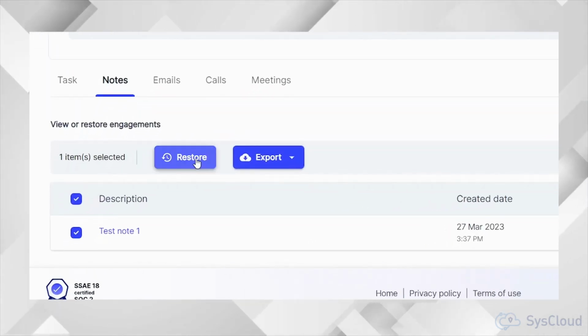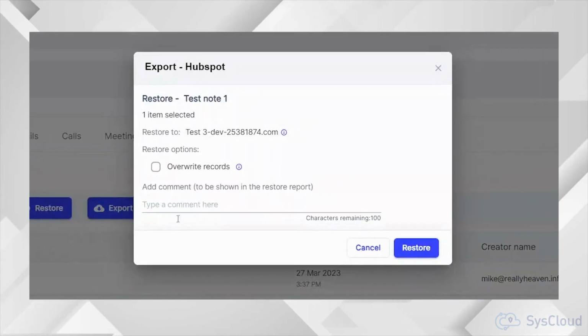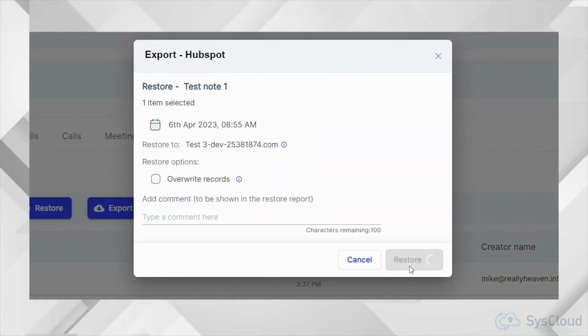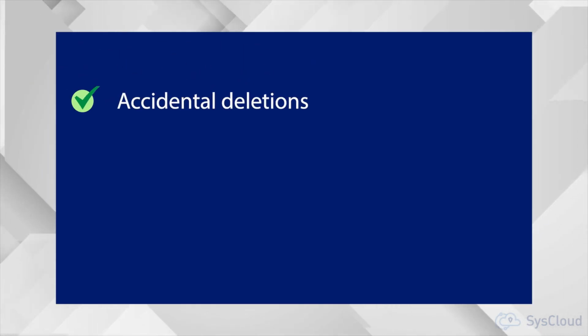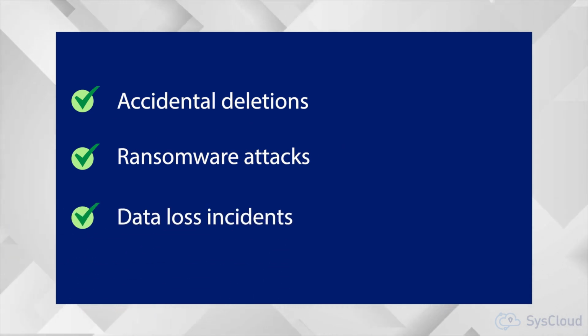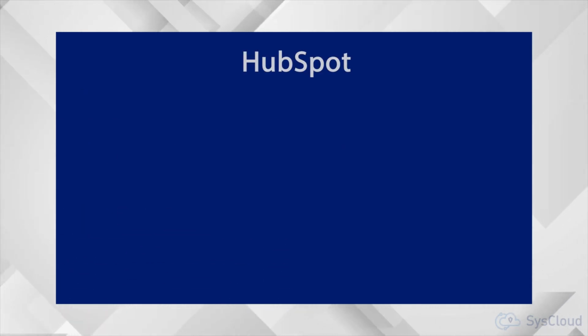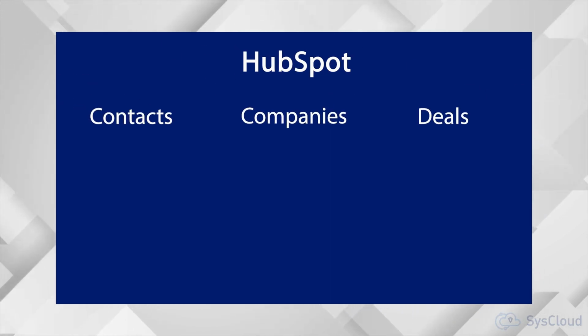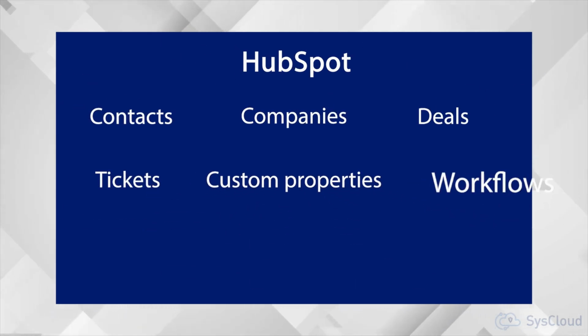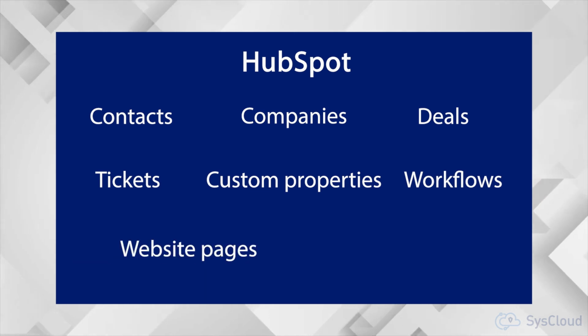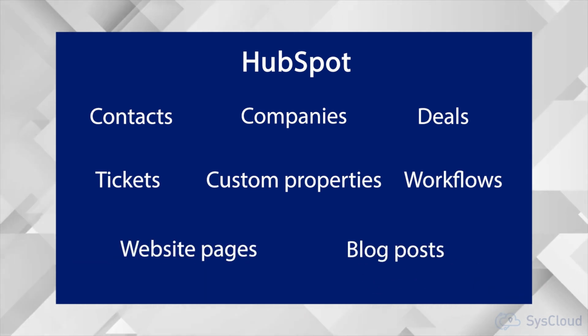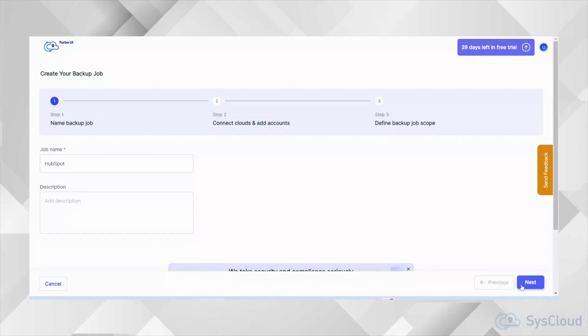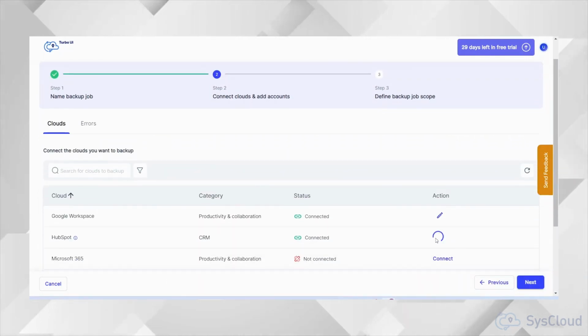SysCloud Backup for HubSpot is designed to help users quickly recover lost data from accidental deletions, ransomware attacks, and other data loss events. Under HubSpot, we backup contacts, companies, deals, tickets, custom properties, workflows, website pages, blog posts, and other objects. Setting up HubSpot backup using SysCloud is very simple.